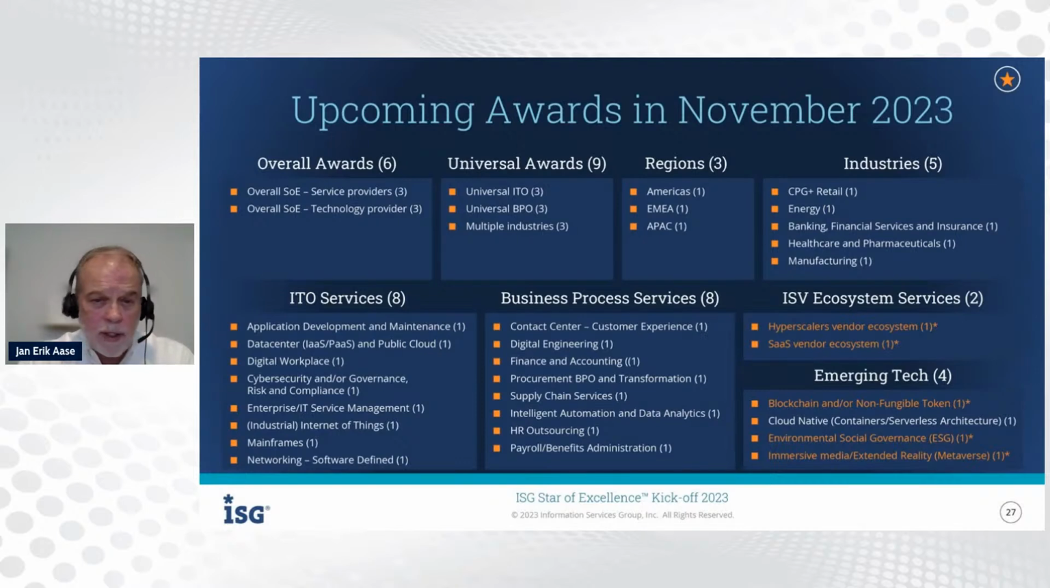Then for 5 of the industries, for 8 of the ITO services, for 8 of the BPO, and then finally ISVs and the emerging tech. So there's a lot of awards. It's a big program. I don't know if, hopefully all of you know, we have 50 studies coming out in 2023. 47 of them are traditional provider lens quadrant reports, and 3 of them come from our new Digital Innovator series. And we're excited to start seeing some of those startups, those ISVs come to this program and be recognized. So overall 50 that are out.